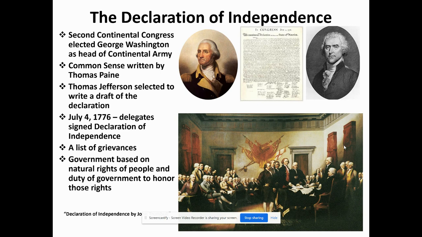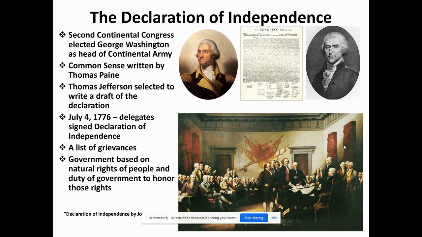So here's George Washington, and he has to take all of these different groups of people and try to create something unified enough to take on the largest, most powerful military in the world of that time. Right? So he's elected as the leader of the Continental Army.